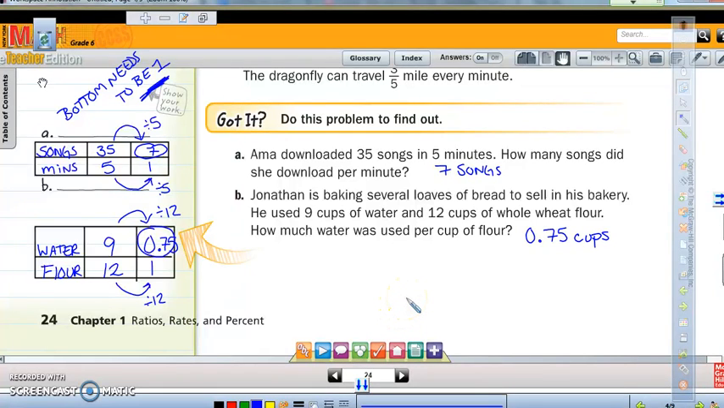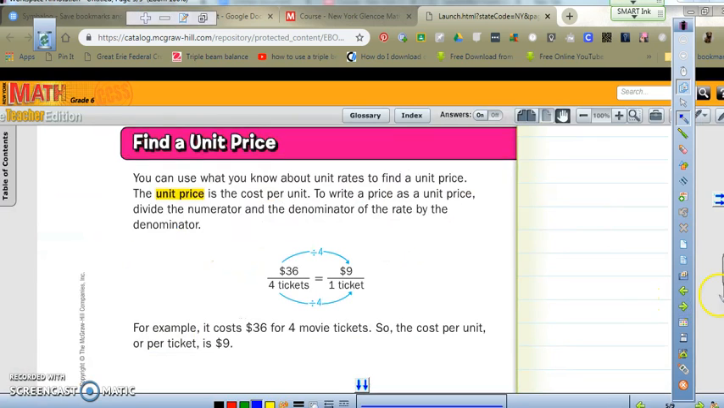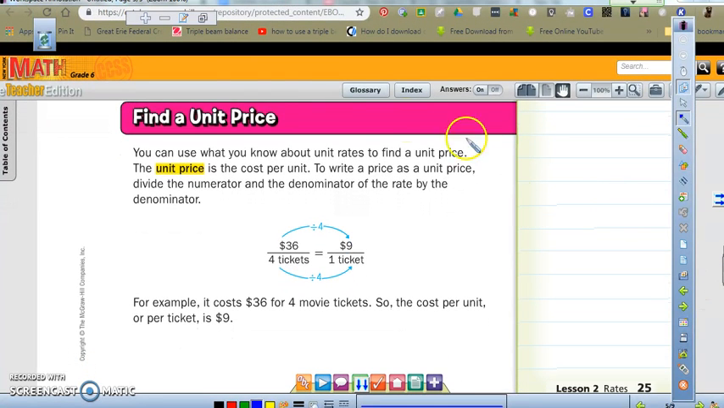Unit rate is used a lot with shopping. So when we go shopping, we know that things aren't like $2 even. They're $2.50, $2.25. When you're ready, turn your page. We are going to go all the way down to the bottom of your page to finding unit price. So make sure you're where it says find a unit price.